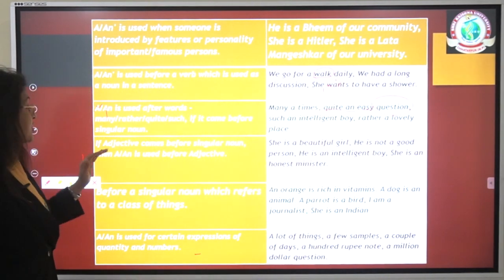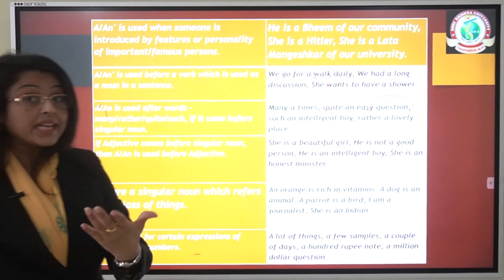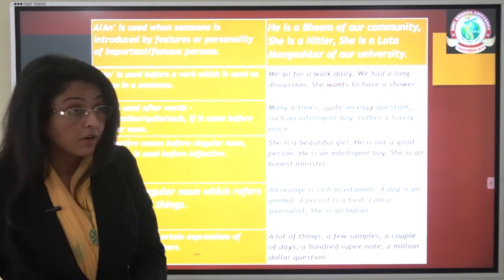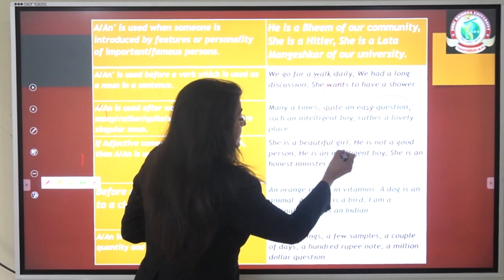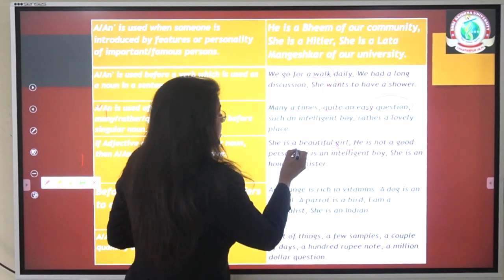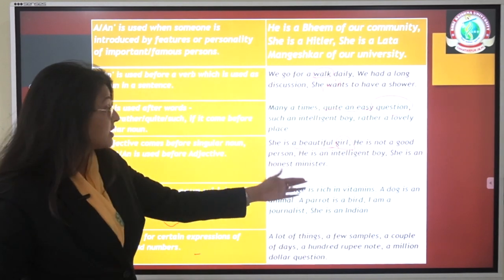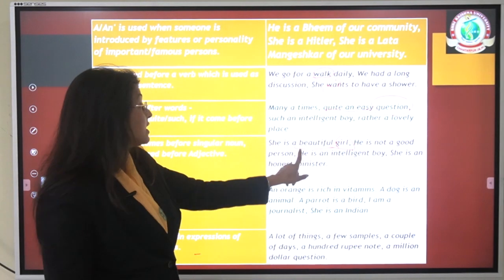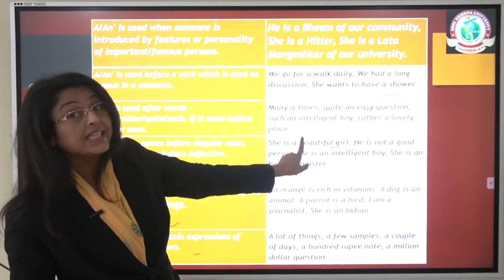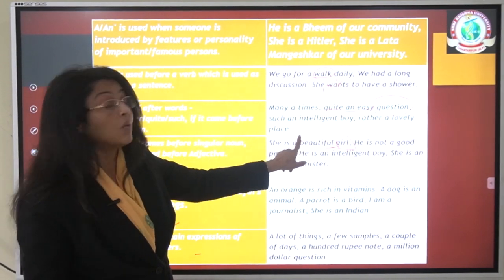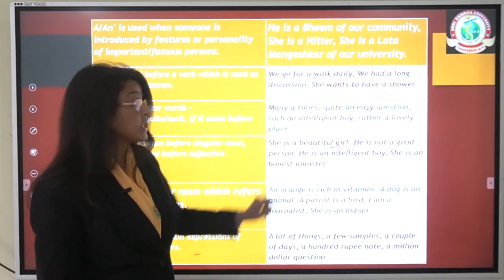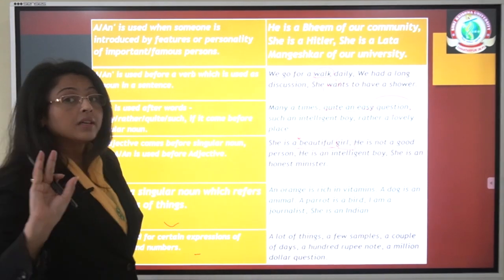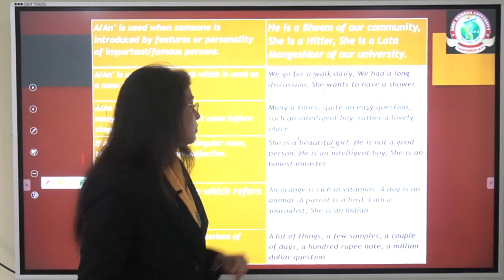Coming on to the next one, if an adjective comes before a noun. What is an adjective? You all know what an adjective is, which shows the quality of a noun. See in this example, girl is a noun. She is a beautiful girl. So this is an adjective. So if an adjective is coming before the noun, the article will be used depending on the beginning sound, whether the beginning sound is a vowel or a consonant. Here, beautiful, B, the beginning sound is a consonant. So article A will be used.